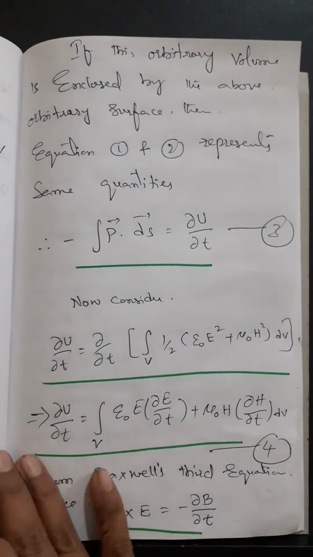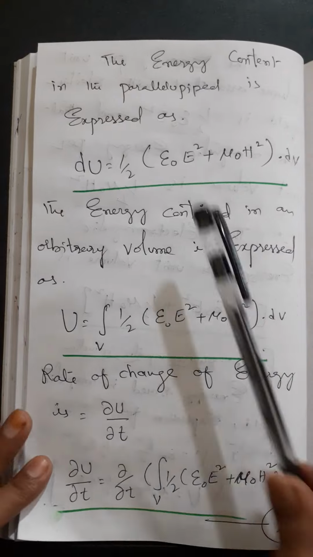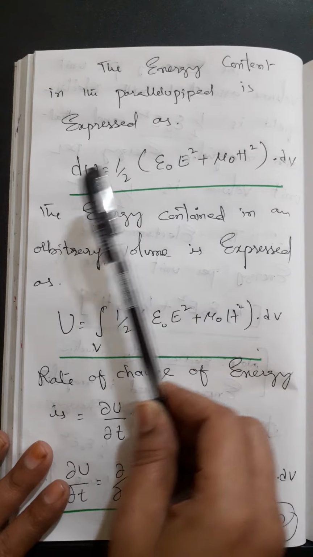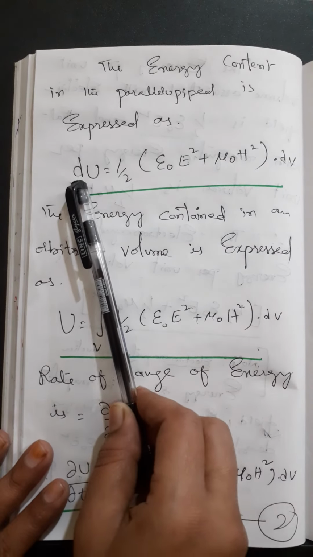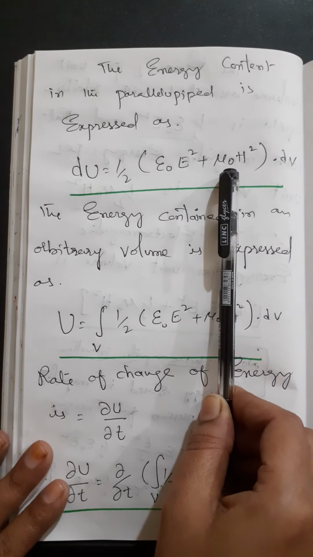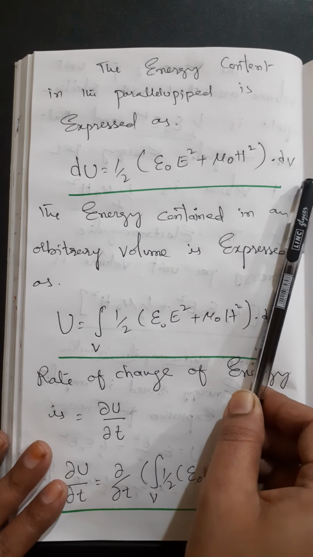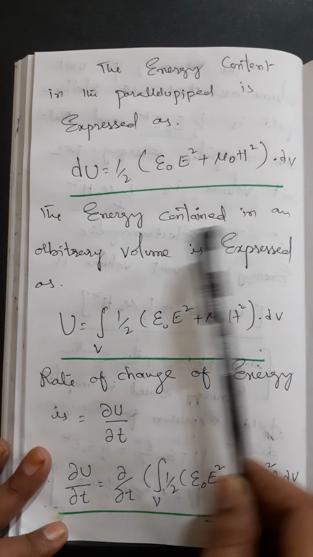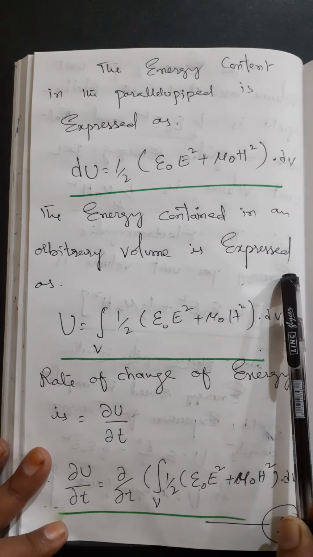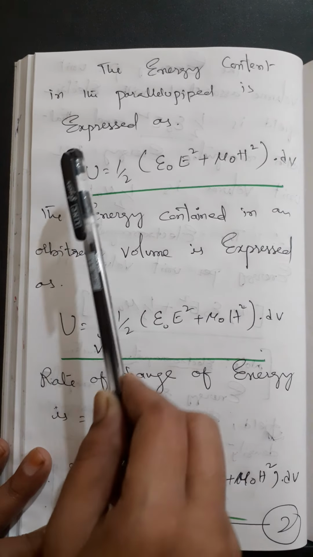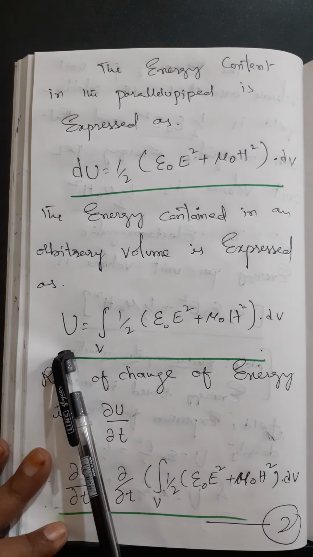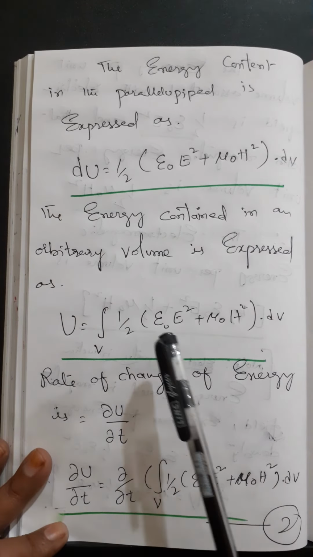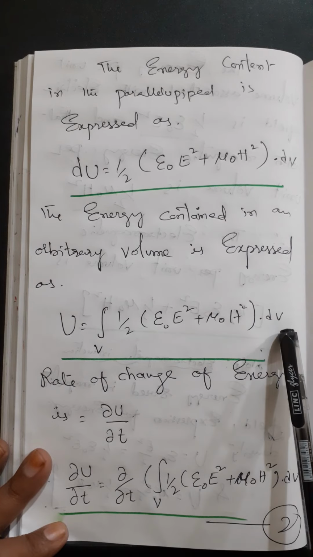Now the energy content in the parallelepiped can be given as dU is equal to 1 by 2 times epsilon naught E square plus mu naught H square dV. Now the total energy contained in an arbitrary volume is expressed by integrating this. So U is equal to the integral of 1 by 2 times epsilon naught E square plus mu naught H square dV.